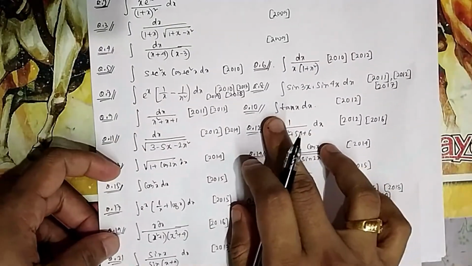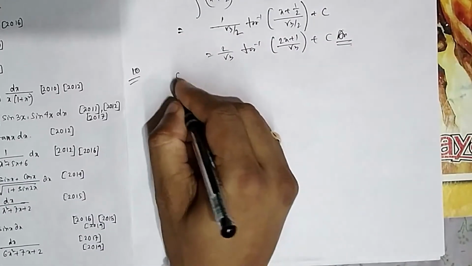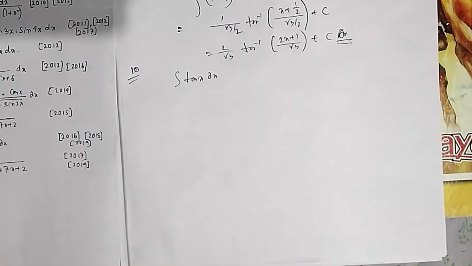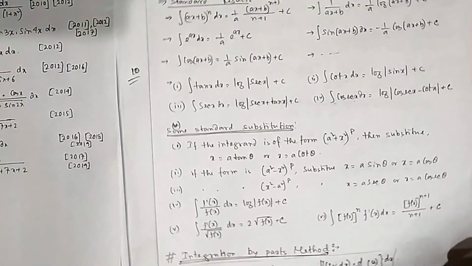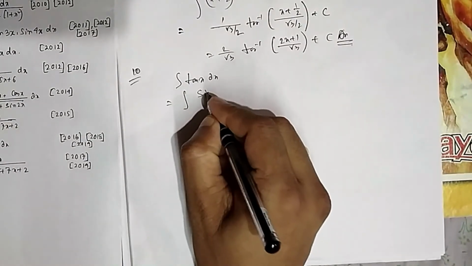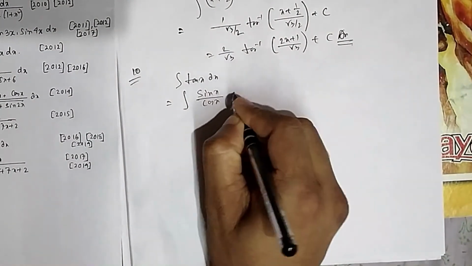Next, if you come to question number 10, integration of only tan x. So don't use that formula directly. You try to prove this formula, because they are asking this one. Don't you write log sec x directly, because you know the formula, but you try to prove how it is coming. So you can write it as sin x by cos x, then dx.